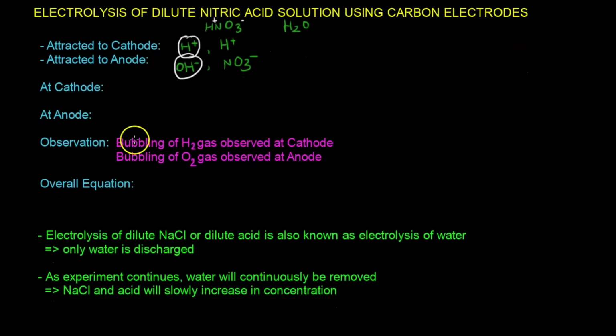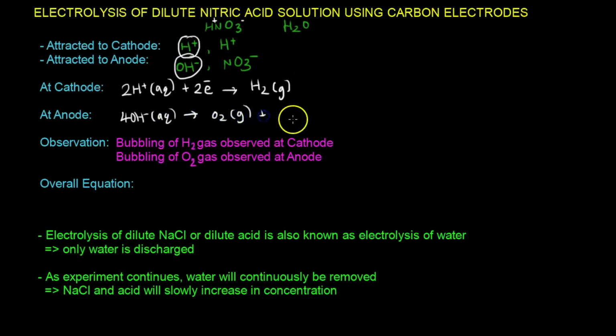At the cathode, it's exactly the same thing: 2H plus plus 2 electrons. This is a reduction process to give me H2 gas. Whereas for the anode, it's 4OH minus aqueous to give me O2 gas plus 2 units of water, liquid, plus 4 electrons.